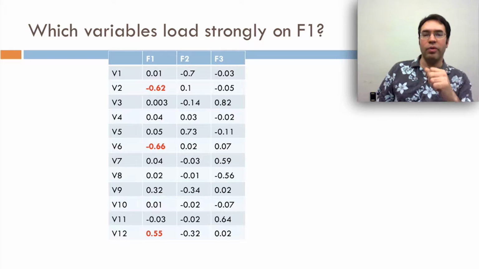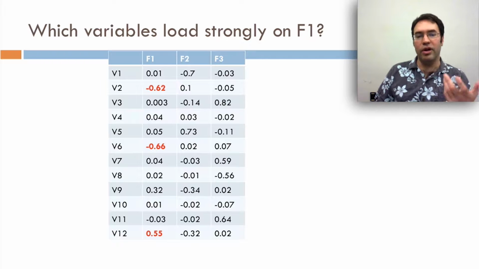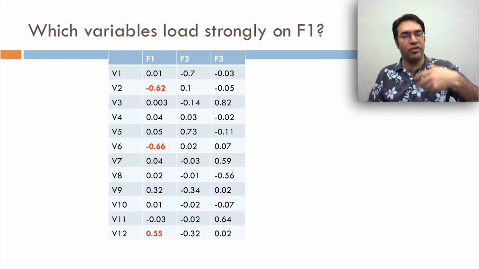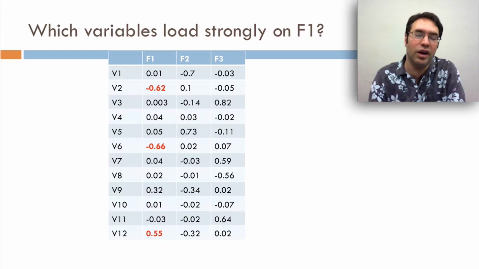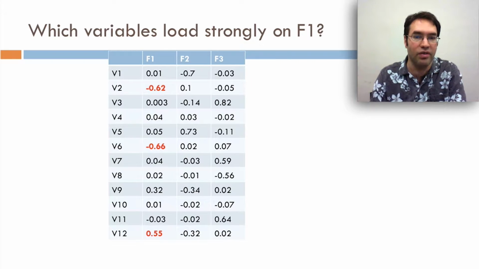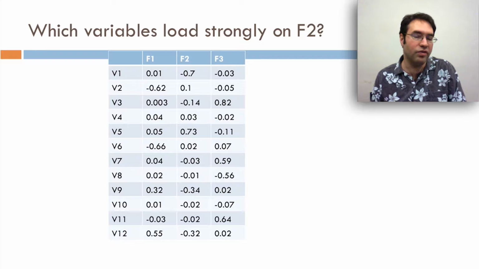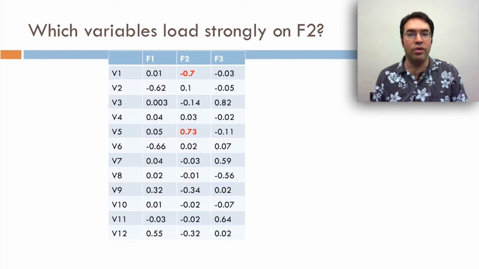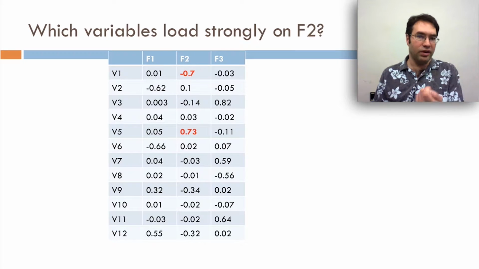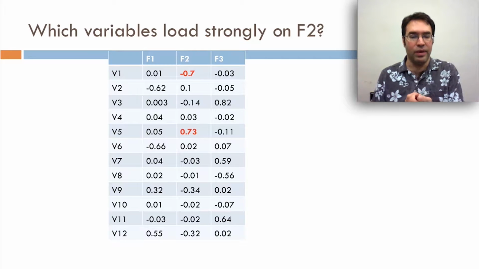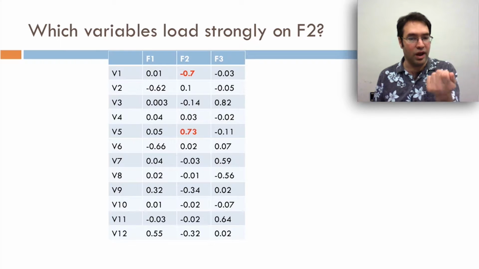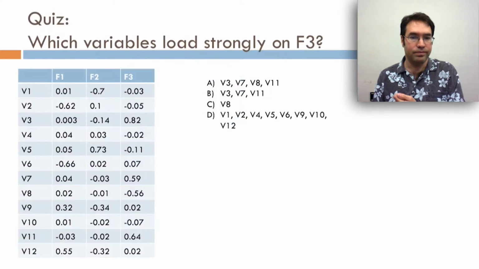So which variables load strongly on F1? Well, regardless of whether you're going to treat 0.4 as a magic number or look for a big gap, it's going to be the same answer here. V2 is negative 0.62, V6 is negative 0.66, and V12 is 0.55, and there's nothing else all the way down to 0.32. How about F2? Which variables load strongly on that one? Well, in that case, it's V1 and V5, negative 0.7, 0.73, big gap between those, and V9, negative 0.34.